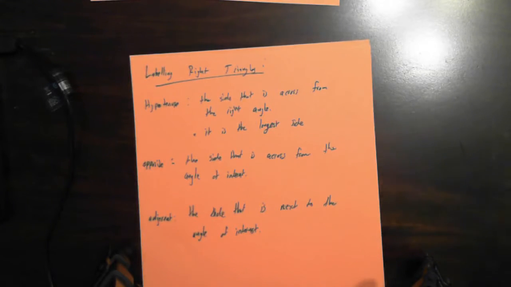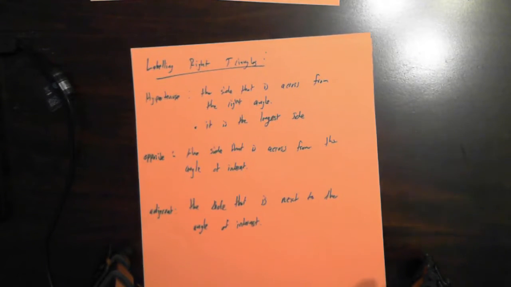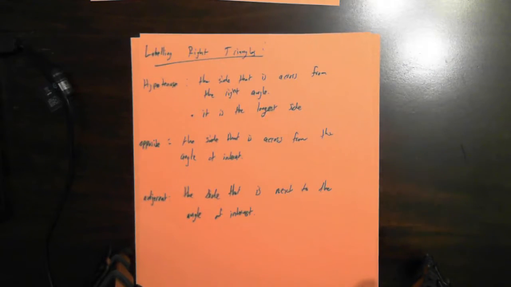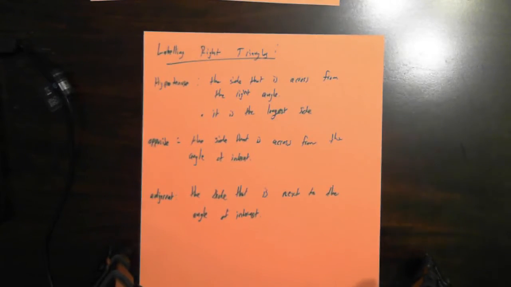So here we are now. We're going to start getting into a little bit of an introduction to trigonometry. So first of all, before we get into anything too crazy, we need to get used to labeling the sides that are in a right triangle.